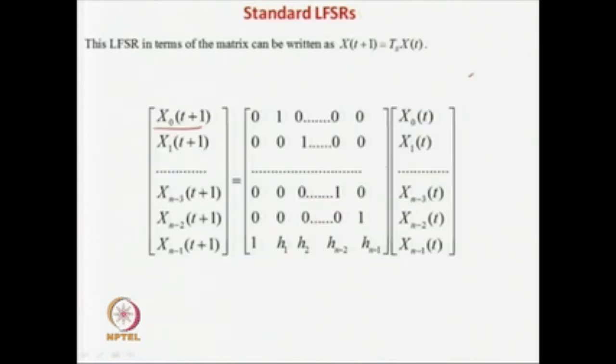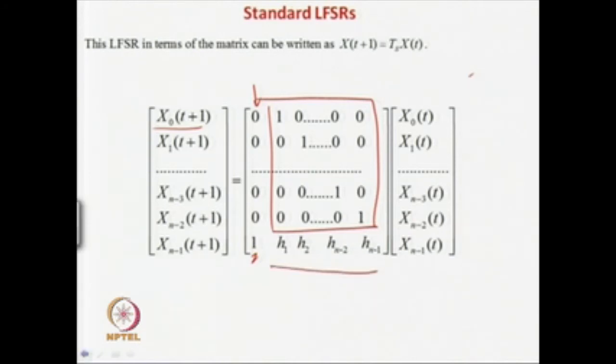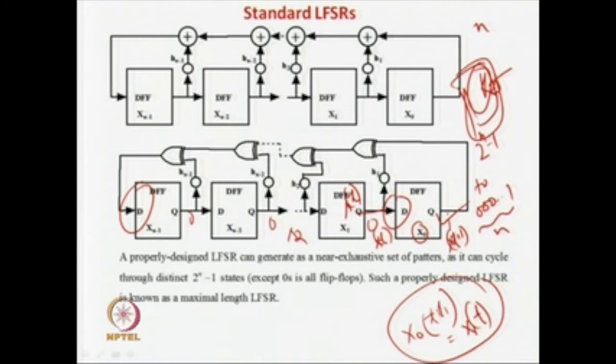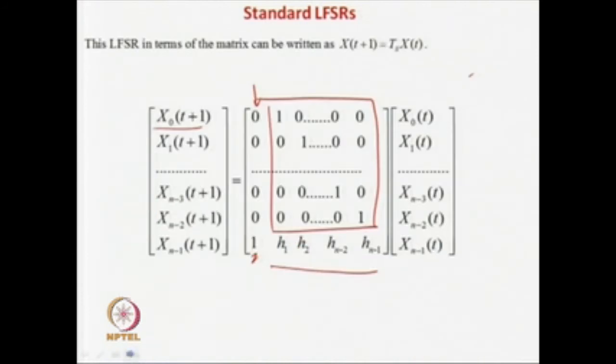So that is why, if I use the matrix, you have to observe that this is nothing but a diagonal matrix. This is the first column, only one bit is 1, all others are 0, the diagonal is only 1, and here actually you have to get the values h1, h2, dot dot, hn minus 1. This is the h, whether you want to have a feedback or you do not want to have a feedback.